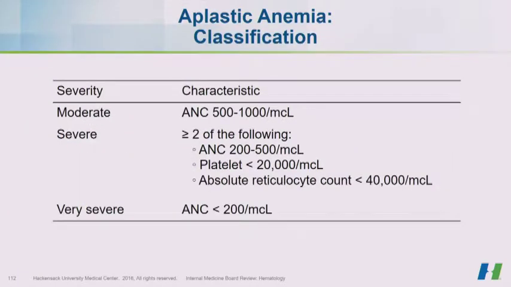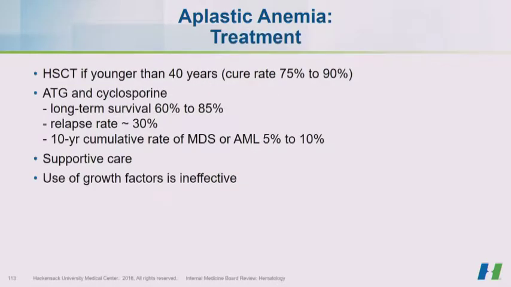The classification of aplastic anemia is based substantially on the level of the neutrophil count. Very severe aplastic anemia has a very low absolute neutrophil count, less than 200. Moderate forms exceed 500. 500 plus on the absolute neutrophil count is actually not that bad, and we usually don't panic about this. Severe is somewhere in the middle with your ANC and how the other counts are affected. Very severe is characterized by a very low ANC.